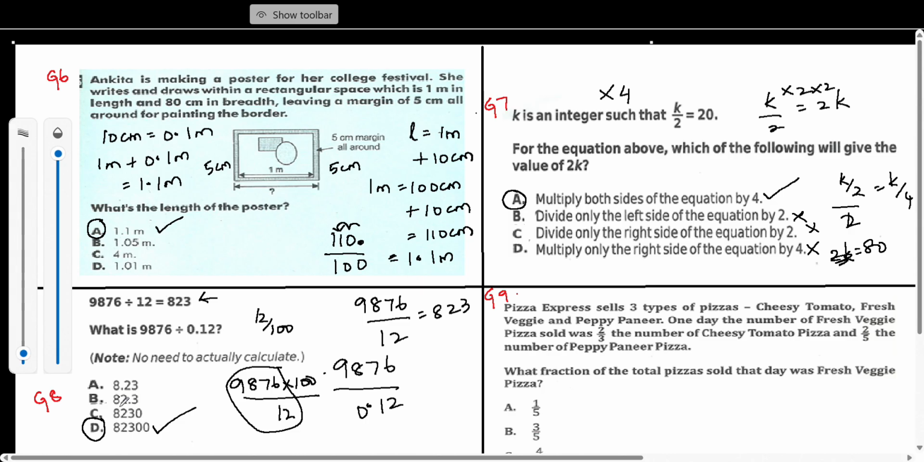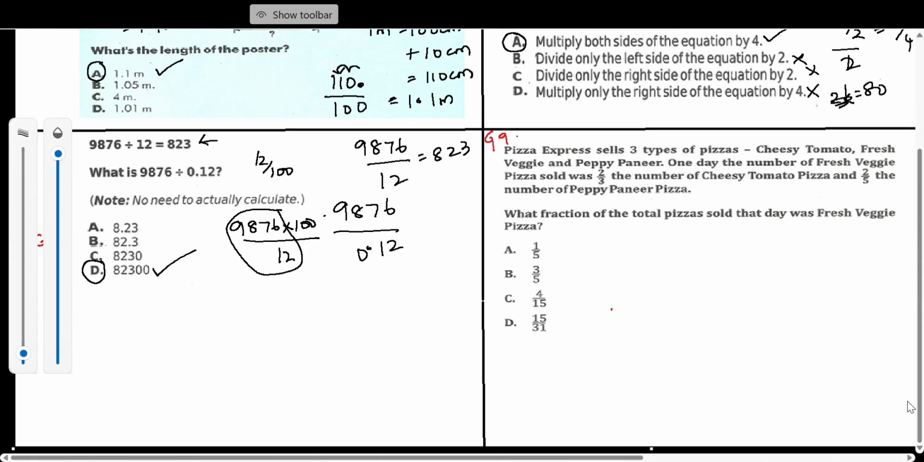The final question here on the right bottom is a grade 9 question. It's a little long, let us read it. A Pizza Express sells 3 types of pizza: cheesy tomato, fresh veggie and peppy paneer. One day the number of fresh pizzas was 2/3 the number of cheesy tomato and 2/5 the number of peppy paneer. So we see that there is very less number or no number given here. It's just some relationship fraction between the three.